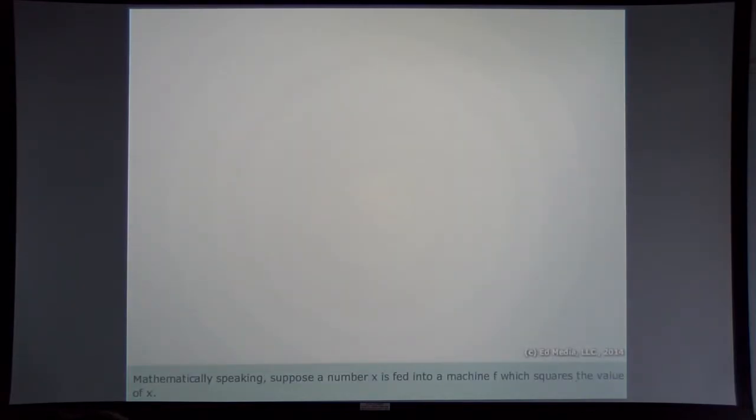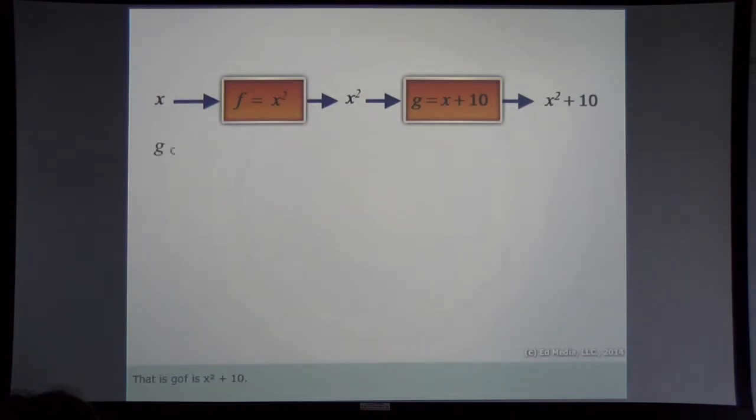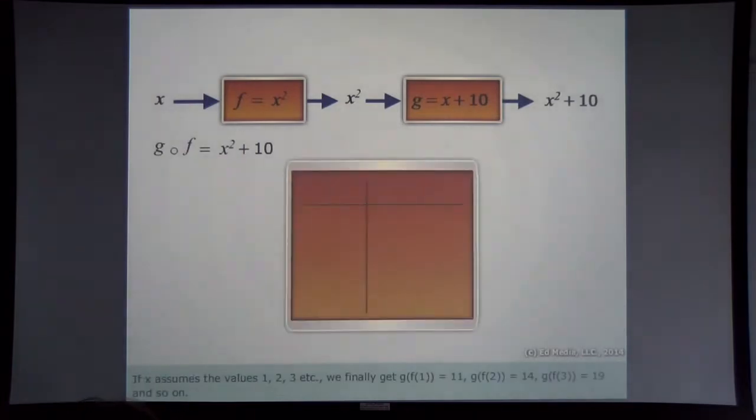Mathematically speaking, suppose a number x is fed into a machine f, which squares the value of x. Then the number x squared is fed into another machine, g, which adds 10. That is, g composition f is x squared plus 10. If x assumes the values of 1, 2, 3, etc., we finally get g of f of 1 equals 11, g of f of 2 equals 14, g of f of 3 equals 19, and so on.